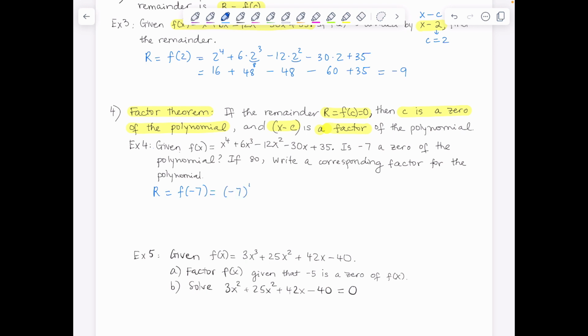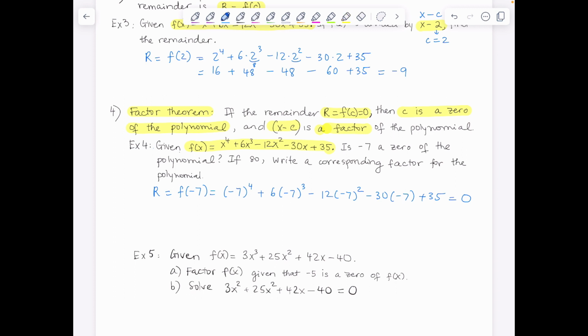Substitute negative 7 in for all the x's in the polynomial. Minus 30 times negative 7, and then finally we have plus 35. This will give us 0. Now, since the remainder is 0, which means that the function f of x, this function here, is divisible by x minus c, where c is negative 7.